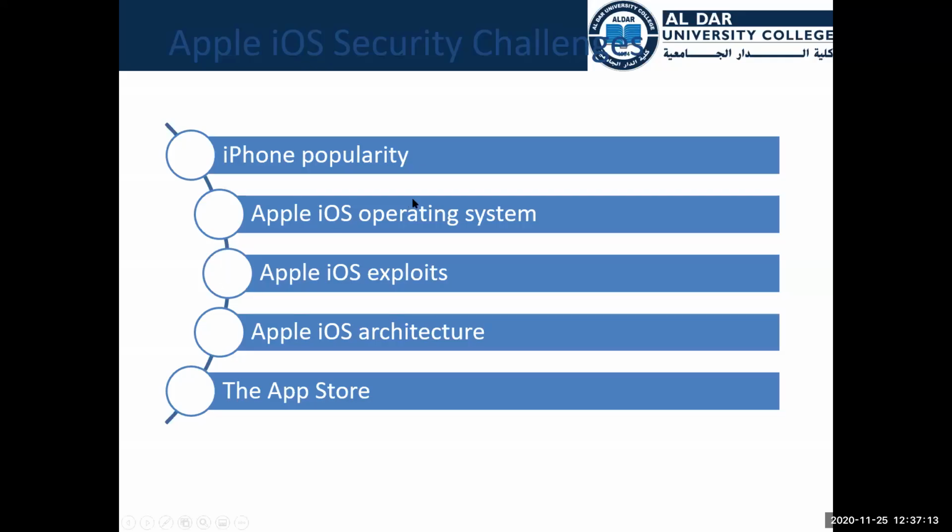So we have finished one part of the lecture, which we talk about Android. And in the second part of the lecture, we're going to talk about Apple iOS and Windows Phone operating systems. So these two parts of the lecture, we are going to explore them right now. For Apple iOS security, we will talk about the iPhone popularity, the Apple iOS operating system, the Apple iOS exploits, and Apple iOS architecture and the App Store.